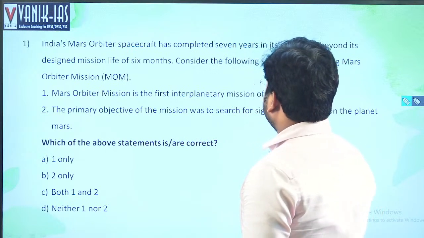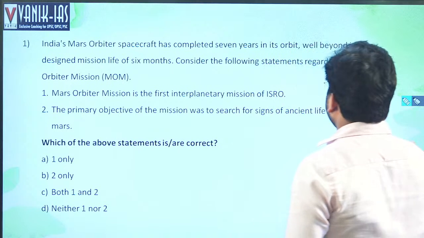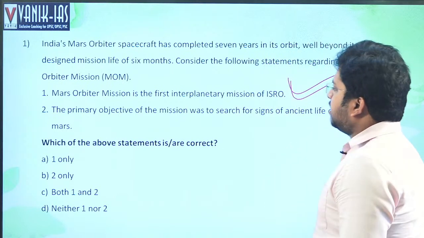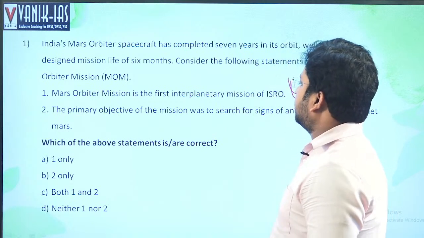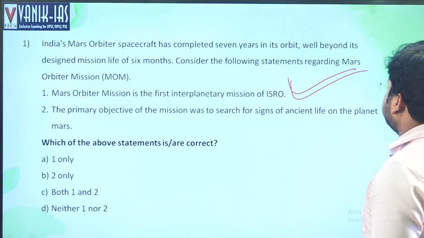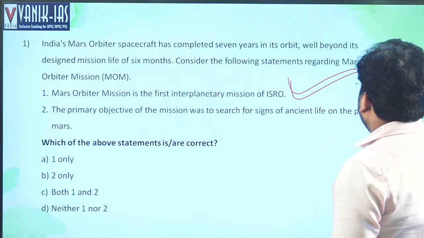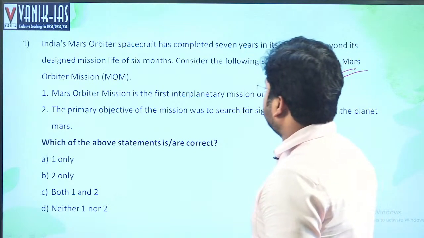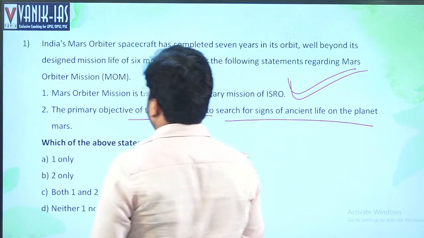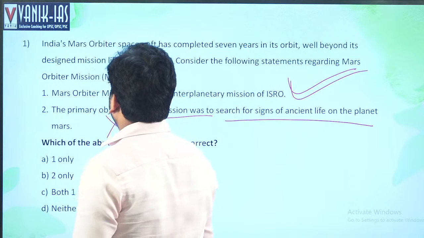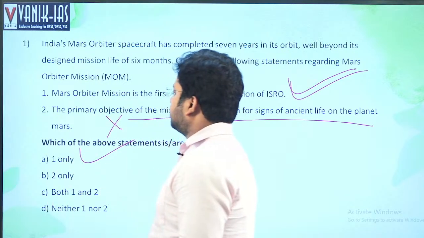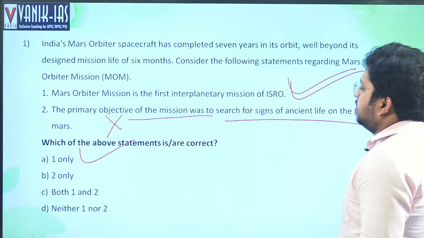It is the first interplanetary mission of ISRO. Yes, this is the first interplanetary mission of ISRO. That means the first mission to another planet, right? The primary objective of the mission was to search for signs of ancient life on the planet Earth. This is not the primary mission, right? So this statement is wrong. Only the first statement is the right answer, right? Next.